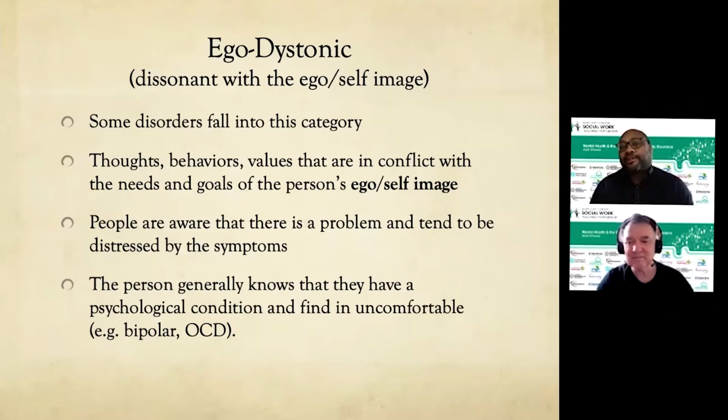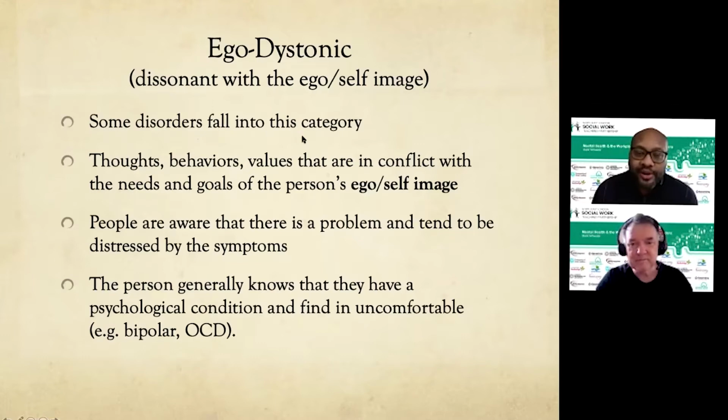The first term is called Ego-Dystonic. This is normally where I'd ask if anyone knows what that means, but because we're in this forum, I'm just going to go through it. It refers to a dissonance with the ego or the self-image. When I say ego, we're borrowing some psychoanalytic language, meaning your executive function of who you are, your self-image. Being dystonic is just being out of line with that. So something that's ego-dystonic is out of line with your self-image, who you think you are.